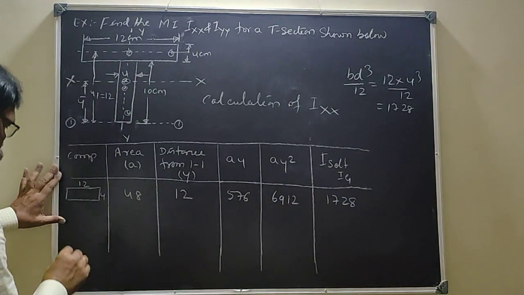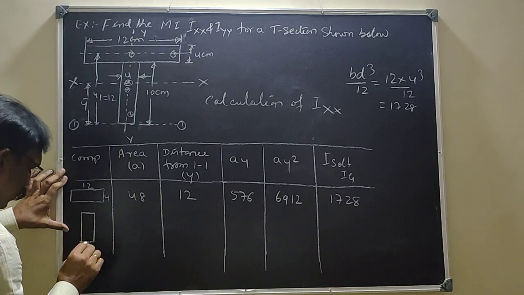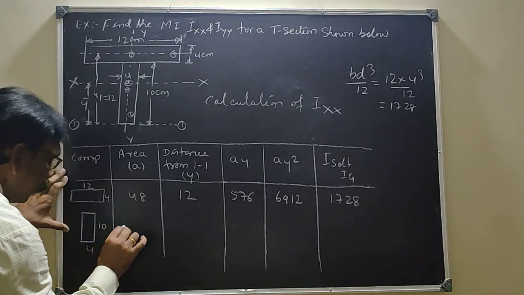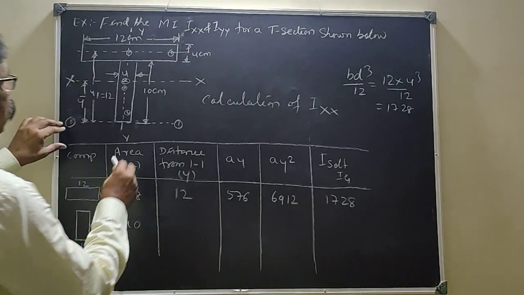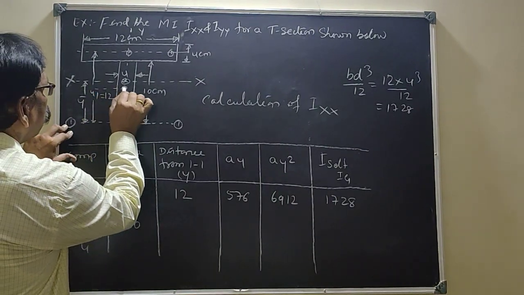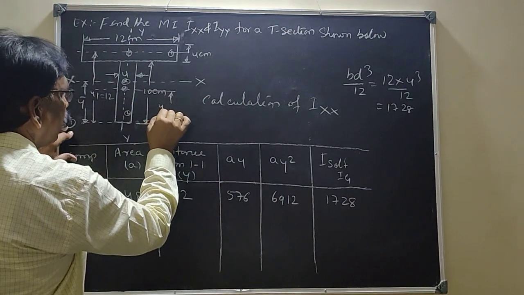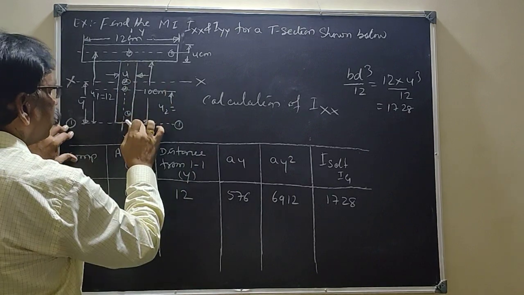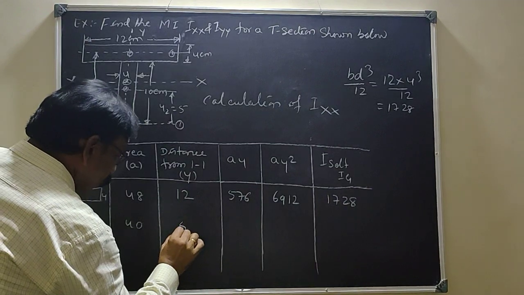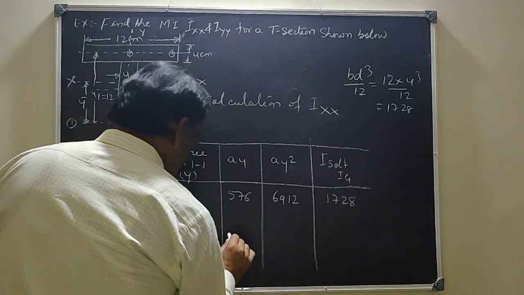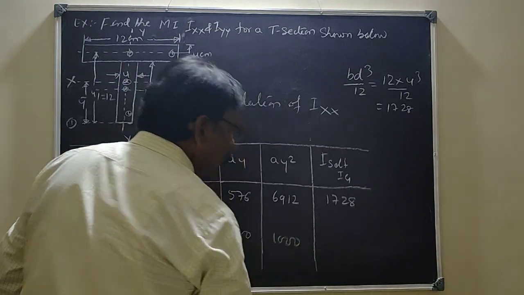And next is another unit. This is the second unit, and this is 10 by 4. The area is 40 centimeter squared, and then the centroidal distance of this one individual. So this is the centroidal distance, and this will be your y2, that is equal to half of this depth, that is equal to 5 centimeter. So therefore this will be 5, and multiplying you get 200, and this will become 1000.